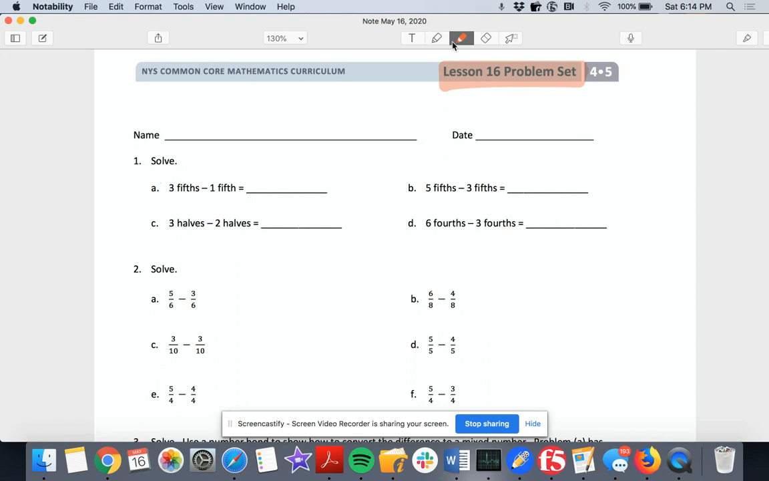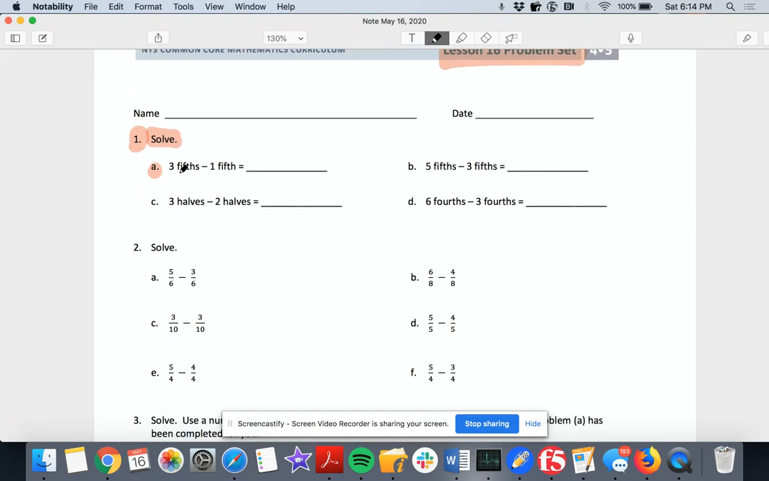So let's get started. Question 1, pretty easy. All it's asking us to do is solve. So let's start with A. We have 3/5, and we're going to subtract 1/5 from that. So let's set this up before anything else. Let's make this into fraction form. So we have 3/5. What number do you see in 3/5? 3/5, and we're going to subtract 1/5.